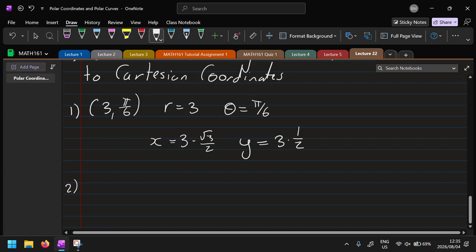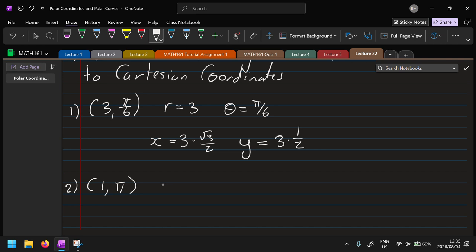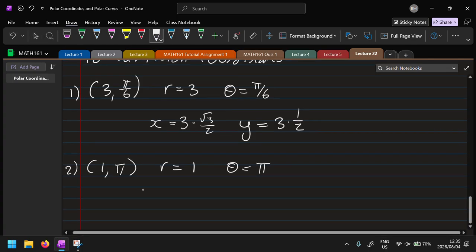Let's have a look at number 2. We have 1 and pi. So again, we can read off r and theta. So r, that will be the first number 1. And theta, that will be that second number pi. Okay, so we have r and theta. We want x and y.